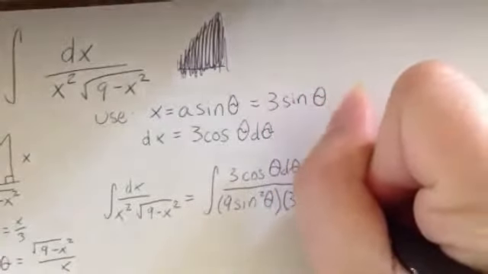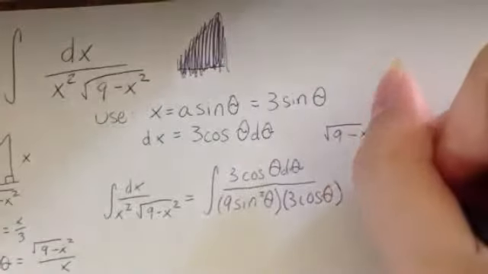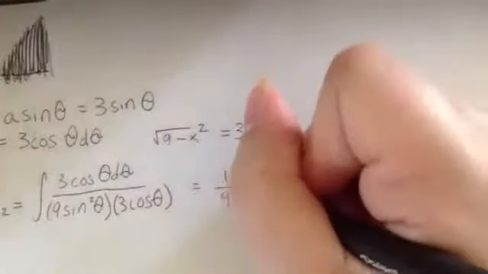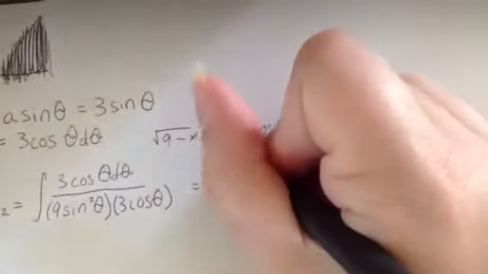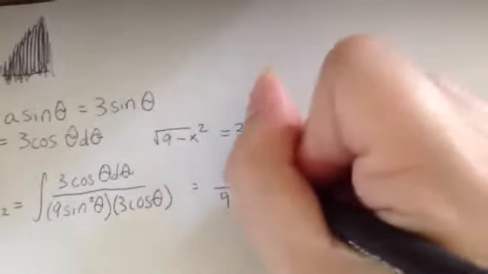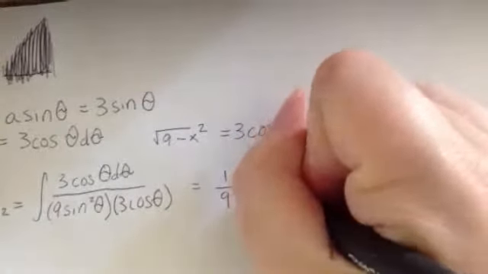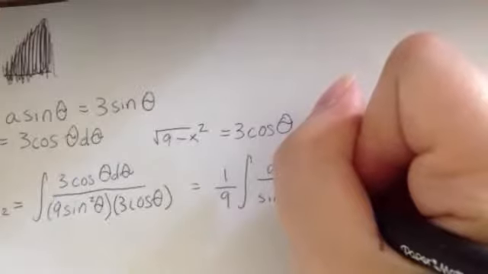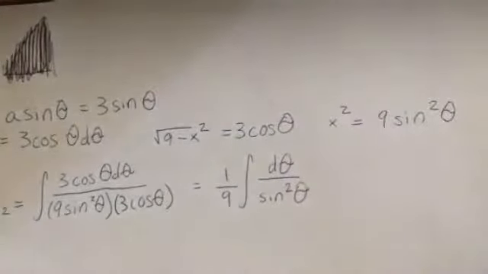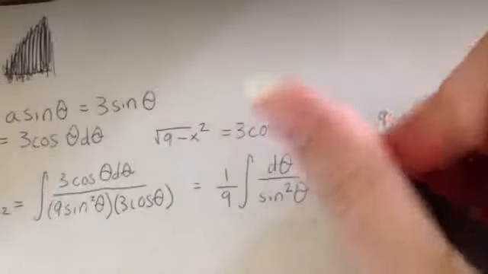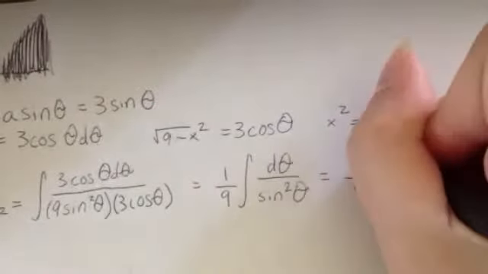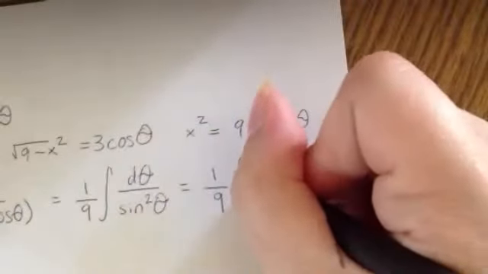Now you can cancel out those 3 cosine thetas, and you can eventually get 1/9, you can pull that out of the expression, and you'll end up with the integral of d theta over sine squared theta. And then you can just start integrating from there, because that's the equivalent of cosecant squared theta, d theta. Then you just need to integrate from there.